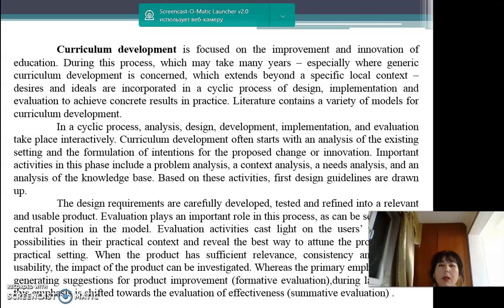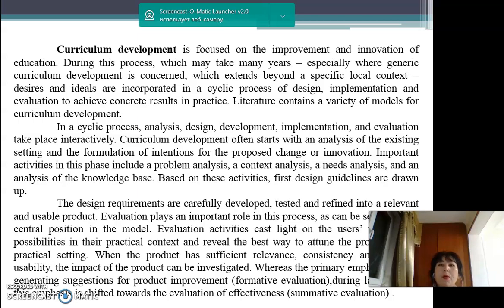During this process, which may take many years, especially where generic curriculum development is concerned, which extends beyond the specific local context, desires and ideals are incorporated in a cyclic process of design, implementation, and evaluation to achieve concrete results in practice. Literature contains a variety of models for curriculum development. In cycling process, analysis, design, development, implementation, and evaluation take place interactively.